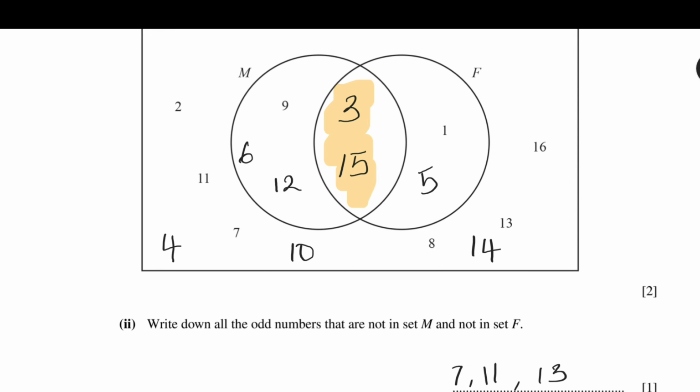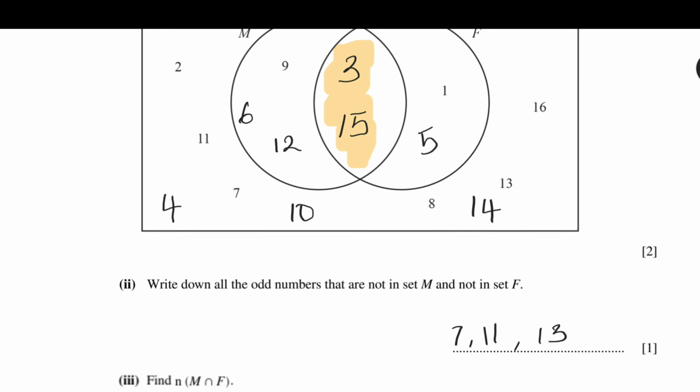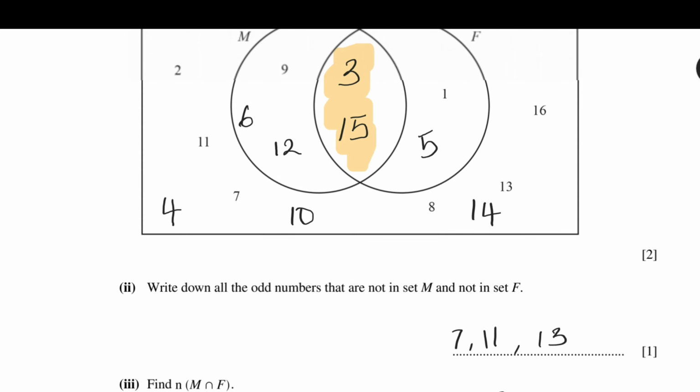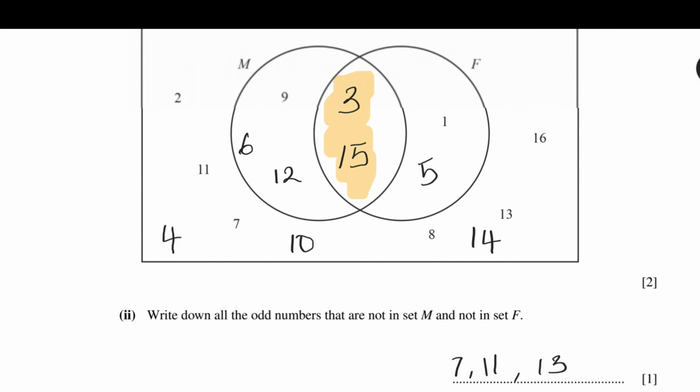How many elements do we have there? We have 2 of them, 3 and 15. So our answer here will be 2. We have 2 elements in the region M intersection F.